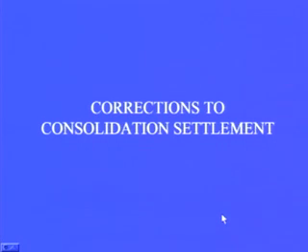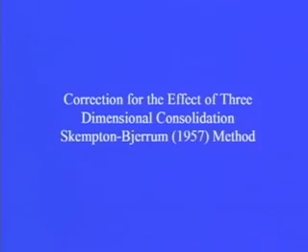Now whatever consolidation settlement we have discussed so far, those settlements are to be corrected for 3-dimensional consolidation. Whatever settlement we have determined is for the 1-dimensional case, but actual in situ soil is confined from all the directions. So that is the case of 3-dimensional consolidation. We will have to make corrections on the settlement which we obtain from 1-dimensional consolidation test data. A method is suggested by Skempton.